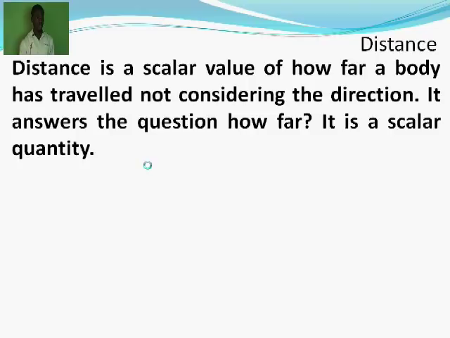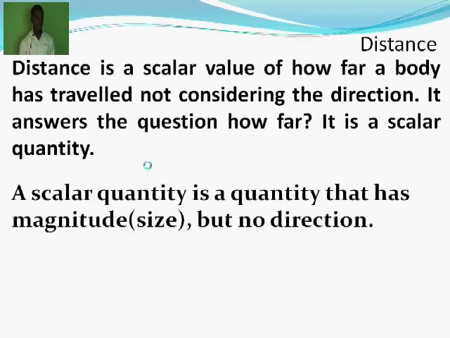Distance. Distance is a scalar value of how far a body has traveled, not considering the direction. It answers the question how far. It is a scalar quantity. What is a scalar quantity? A scalar quantity is a quantity that has magnitude, which is size, but no direction.